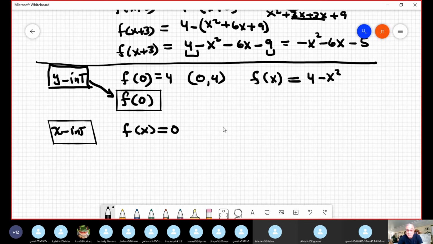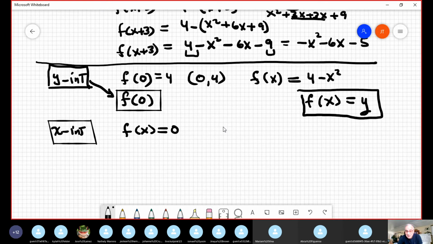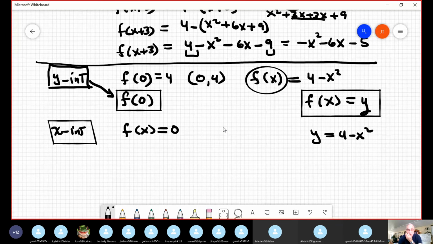So basically, the idea of function notation is that f of x equals y. f of x and y are the same. But function notation is more useful to make transformations. You can write it like that, y equals 4 minus x squared, but you lose the information about the transformation. Function notation opens a new door to understanding. But if you don't feel comfortable with function notation or you don't need it, no problem, I understand. You can use y because they are the same.